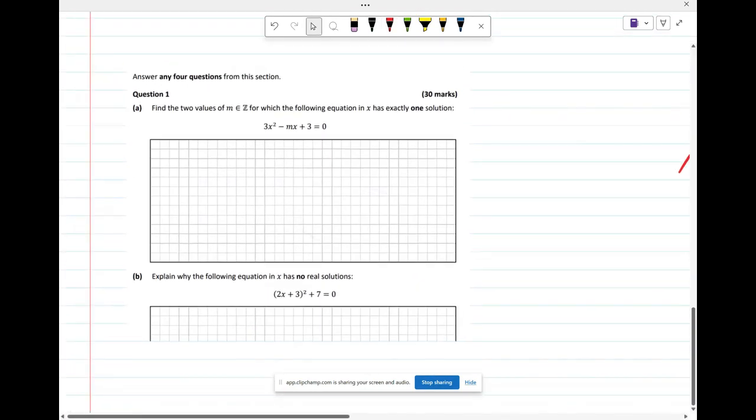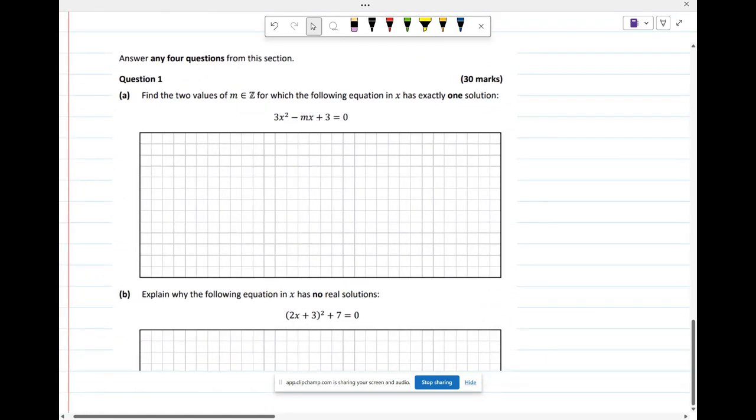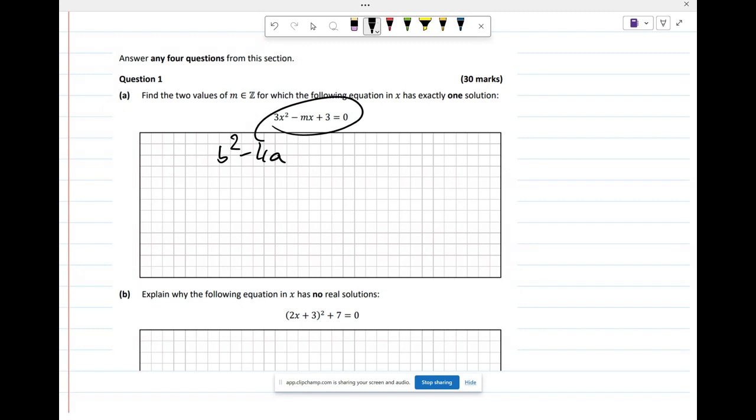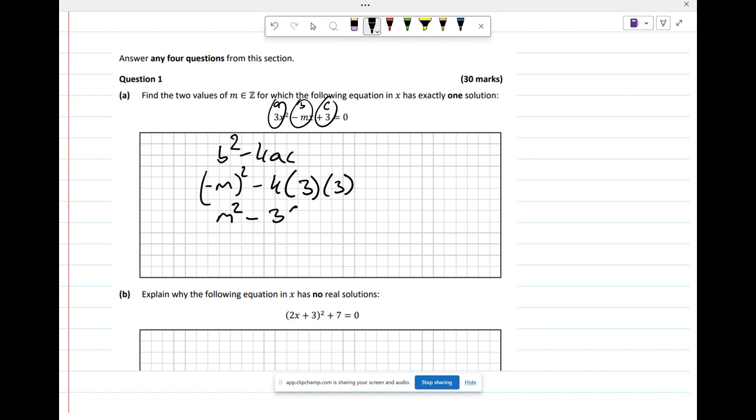Okay, so this is our last question, and it says, find the two values of m for which the following equation has exactly one solution. Okay, so anything to do with solutions, roots, one solution, real solutions, non-real solutions, it's a discriminant. b squared minus 4ac. And so this here is a quadratic, so our b is going to be minus m, our a is going to be 3, and our c is going to be 3. So b squared is going to be minus m squared minus 4 times 3 times 3. So that's going to be m squared minus 36.